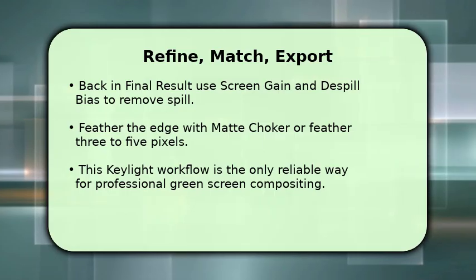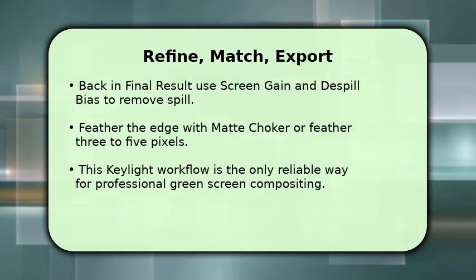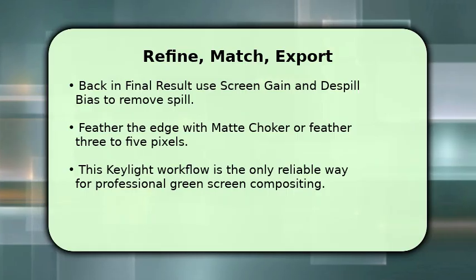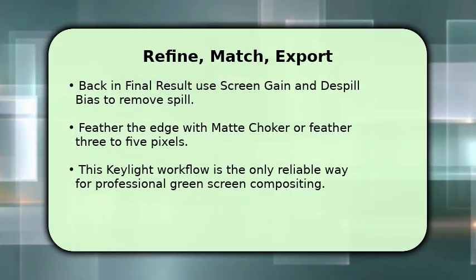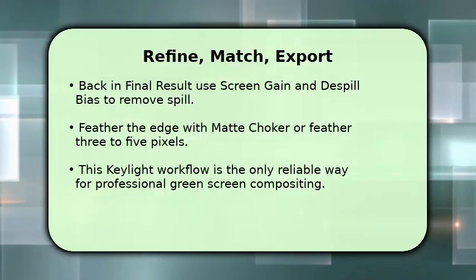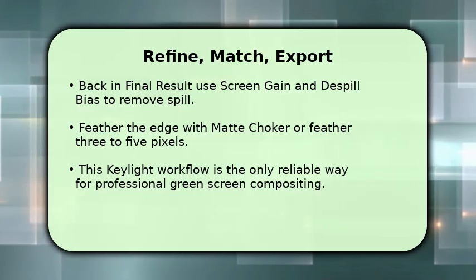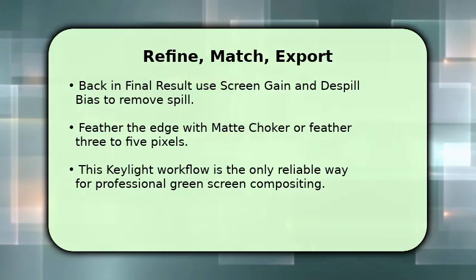Set despill bias to the subject's skin tone, sampled by the eyedropper tool. Add a hue correct or curves effect for matching foreground to background lighting. Feather the edge with matte choker or feather 3 to 5 pixels. Add motion blur and subtle grain to blend frames realistically.